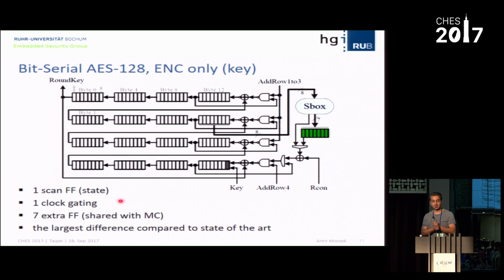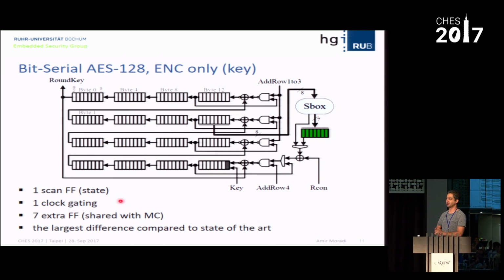In case of the key scheduling, this is the most different architecture that we have compared to the state of the art. It has only one scan flip-flop. All other 127 flip-flops are just normal flip-flops. We also have one clock gating because we have to stop this when the mix column and shift rows are operated. In all other works at the state of the art, the key scheduling is applied when, for instance, shift rows or mix column are performed.